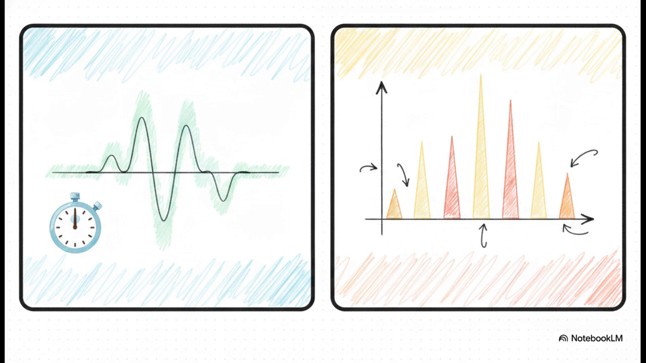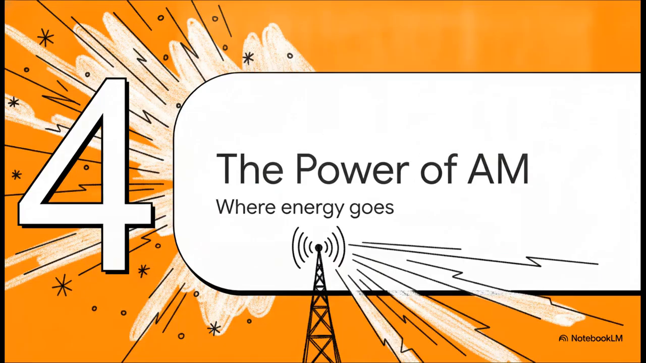It's like watching a real-time heartbeat. But in the frequency domain, we stop looking at time entirely. Instead, we visualize where the signal's power peaks across the spectrum, representing delta functions at specific frequencies. Both of these views are 100% essential to actually designing these systems. Section 4, the power of AM.